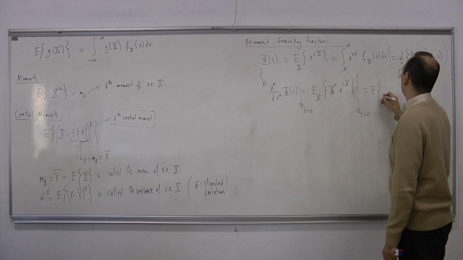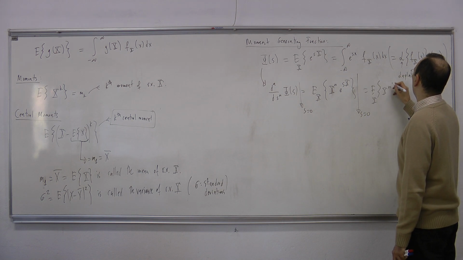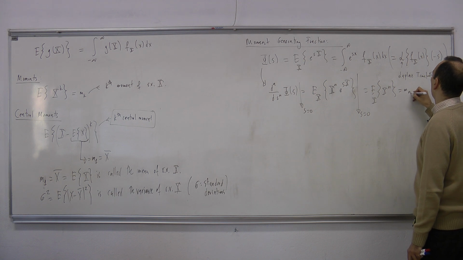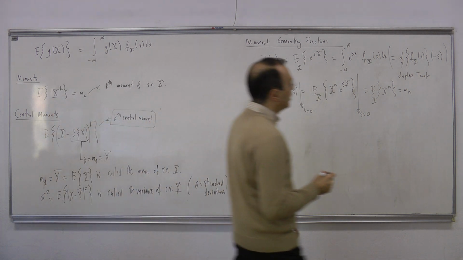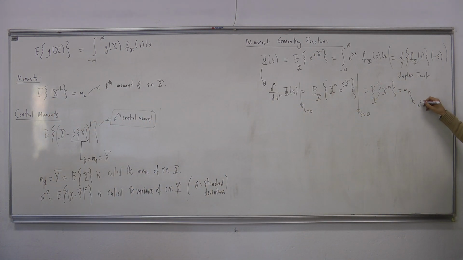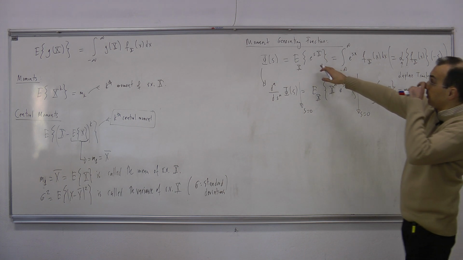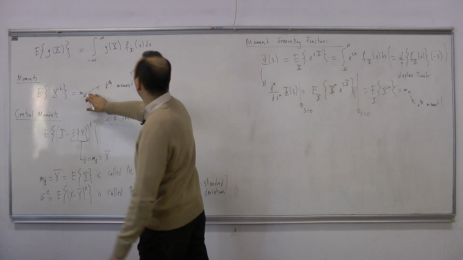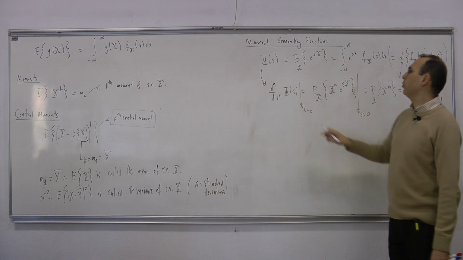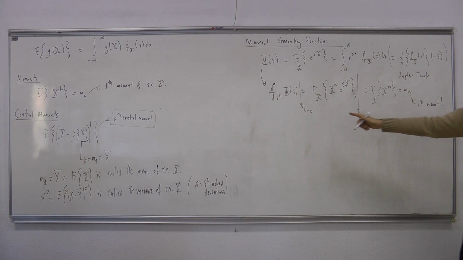Then I get this expected value of x to the power n. Then I get the nth moment. Okay, nth moment over here. So this is the nth moment. So this is the reason that it is called the moment generating function. If you can calculate this function, then in order to get these moments, the only thing you need to do is calculate this derivative and evaluate that derivative at s equal to 0. Okay. So what is the importance of this?